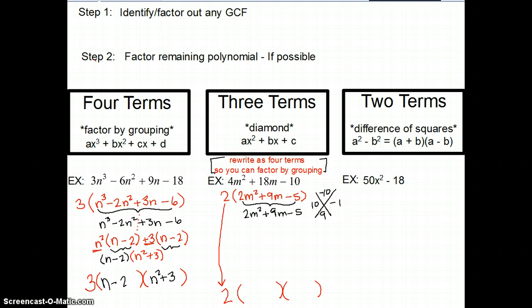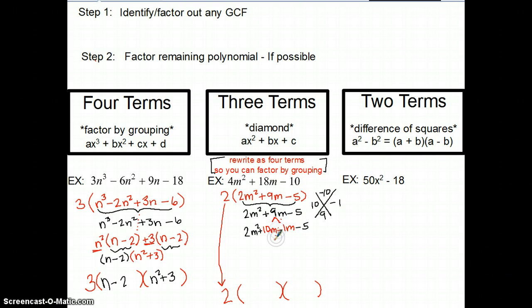So what I am going to do from here is simply rewrite my 9m as 10m minus 1m. We're using those two numbers on the left and the right of your diamond to rewrite that middle term. The 2m squared still remains on the front, and the minus 5 still remains on the end. Now that I have 4 terms, I may factor by grouping.